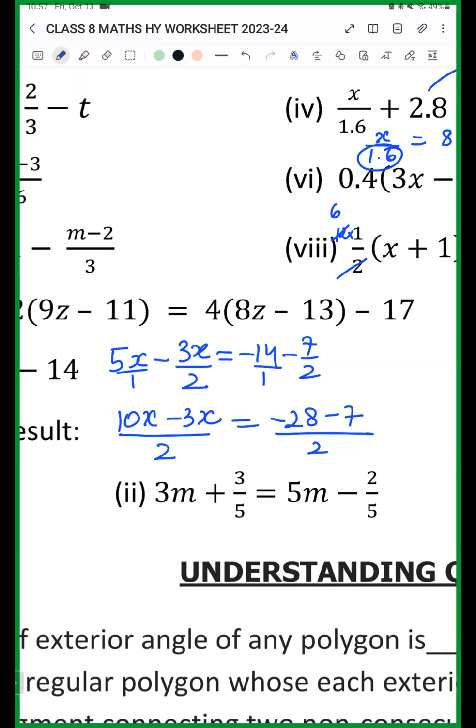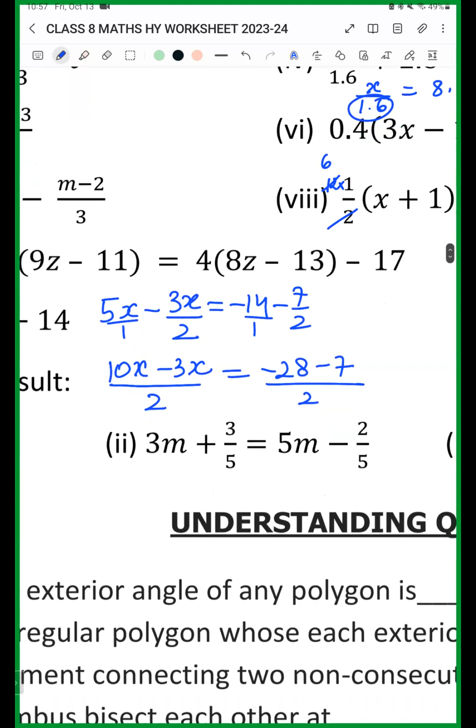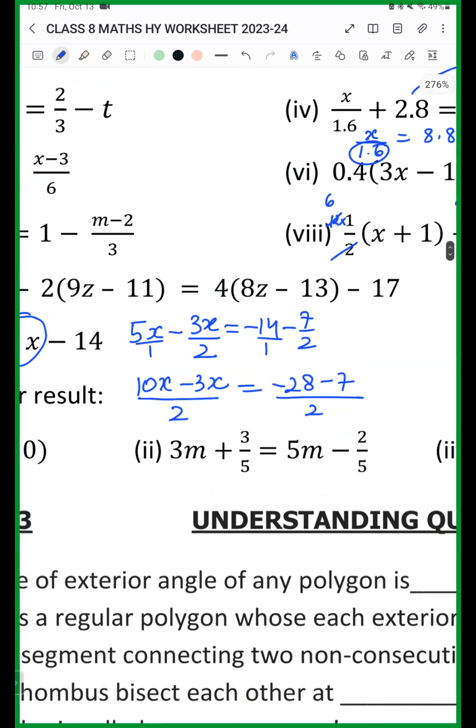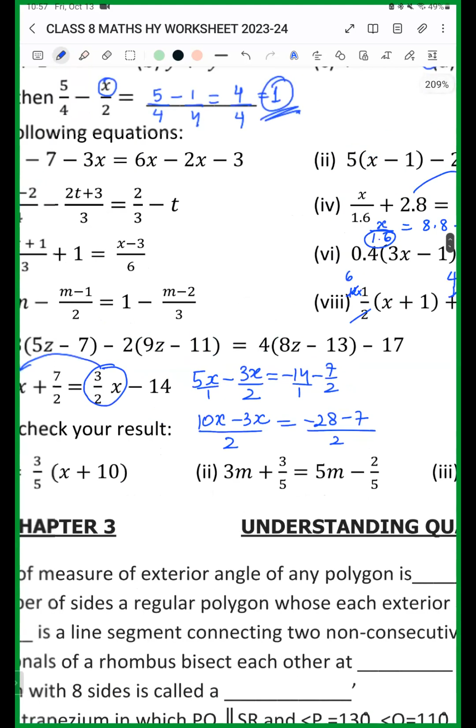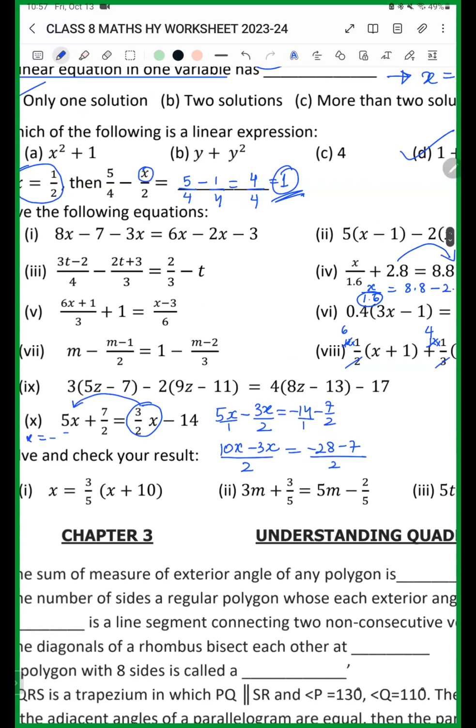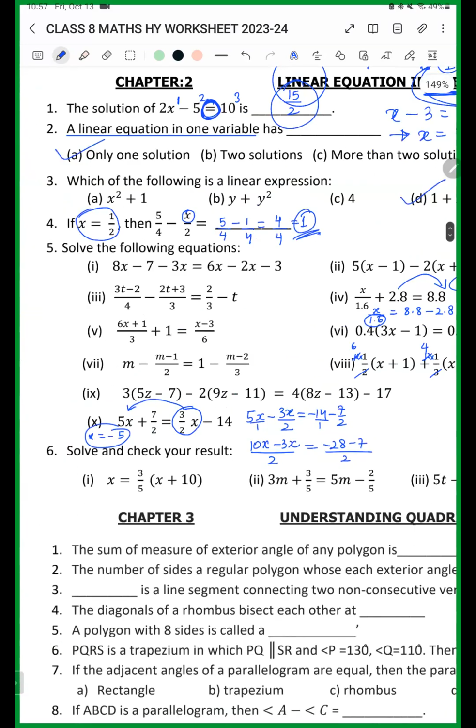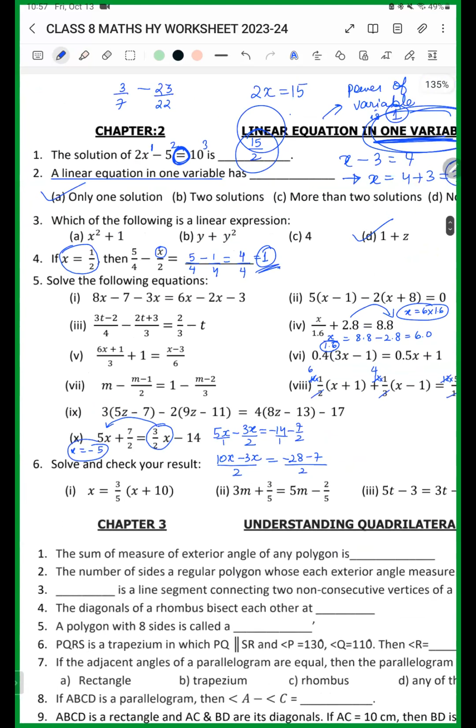Okay, then you can solve this. x will be equal to minus 5. Okay, x will be equal to minus 5. Then next, do you want to go to the next chapter?